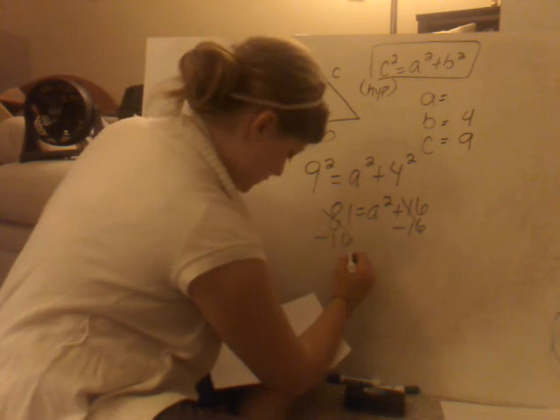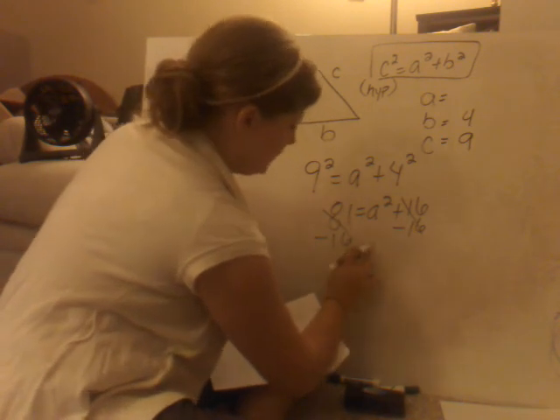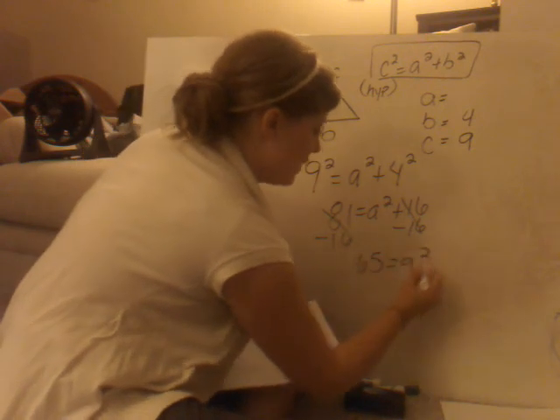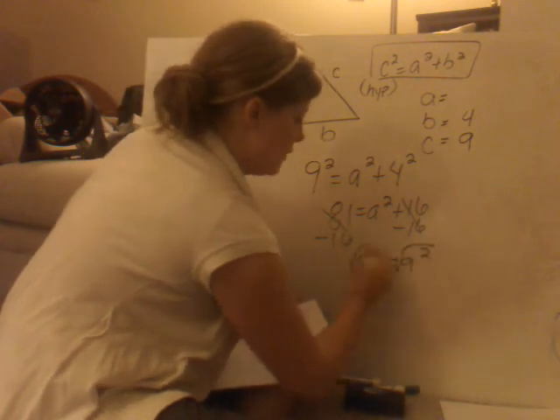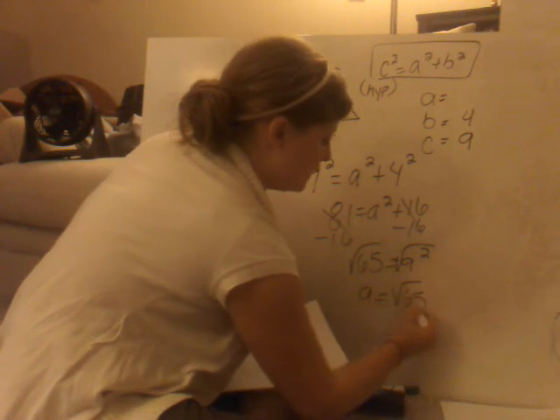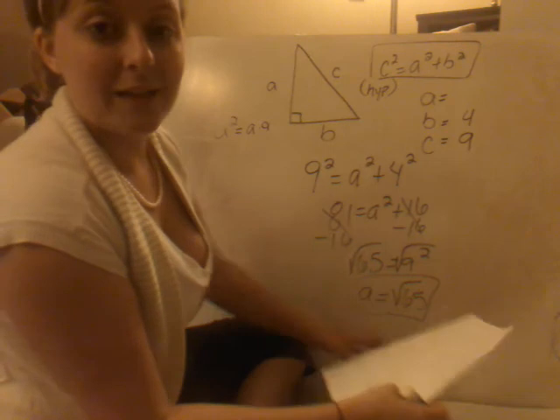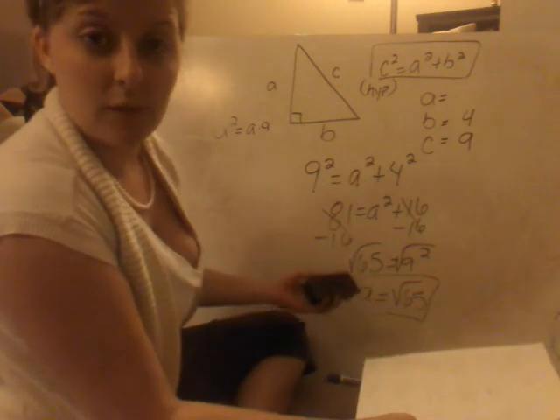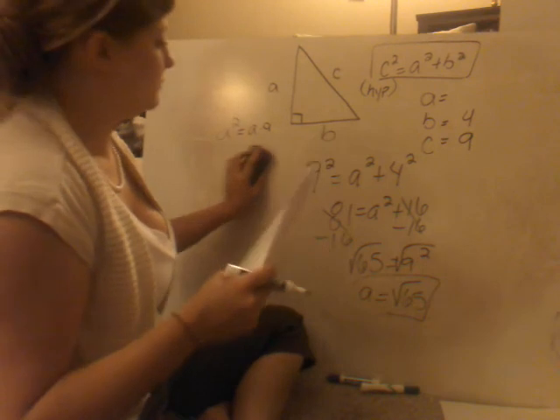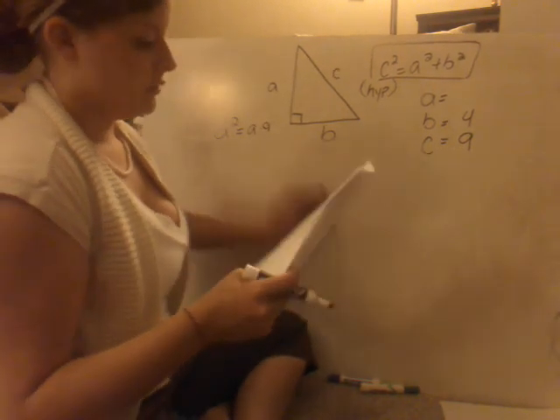I get, what do I get? I get 65. Oh no wait, I get just 65 is equal to a squared. I take the square root of both sides. I get a is equal to the square root of 65, because we just did 65, and we know that it's 5 times 13. So that's number 17, which conveniently enough was the same number.